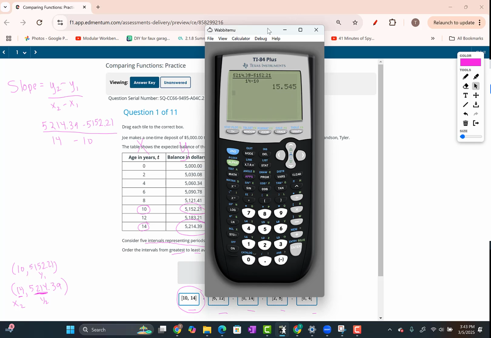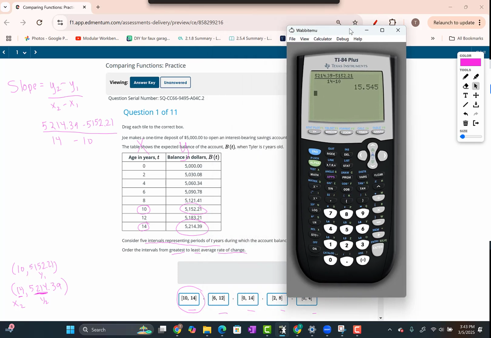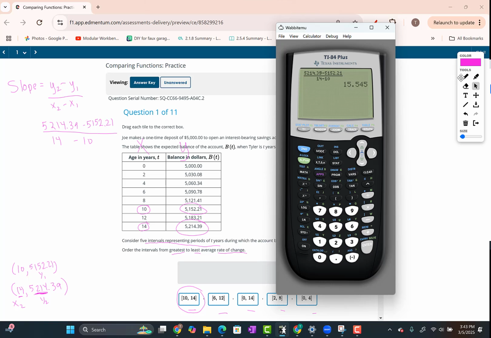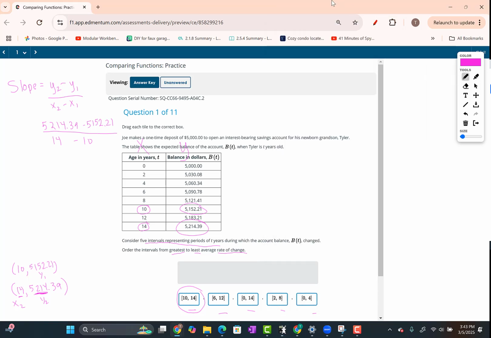All right, so the rate of change from age 10 to 14 is 15.55 if we round it to the nearest cent. I don't think it says where to round, so my guess is these numbers aren't going to be super close. So 15.55 is the rate of change there. So now let's check 6 to 12.